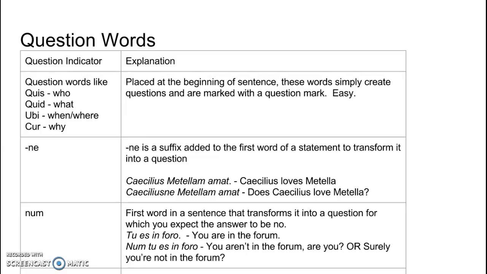You can hear from the way that we put those words together that you expect the person you're asking to say, "No, I'm not in the forum," right? Like I said, a little confusing. Just know those two basic forms. You should be okay on the test, and over time it'll get easier with practice.